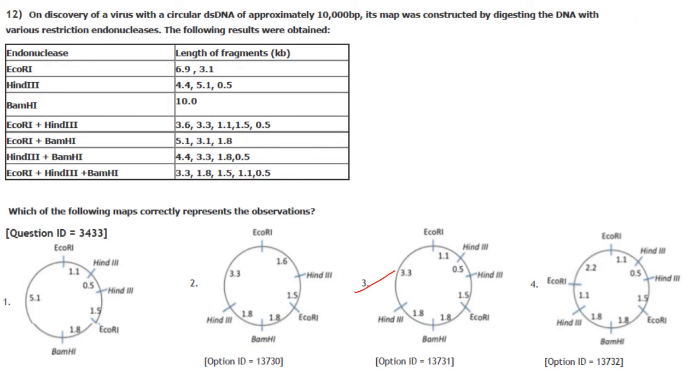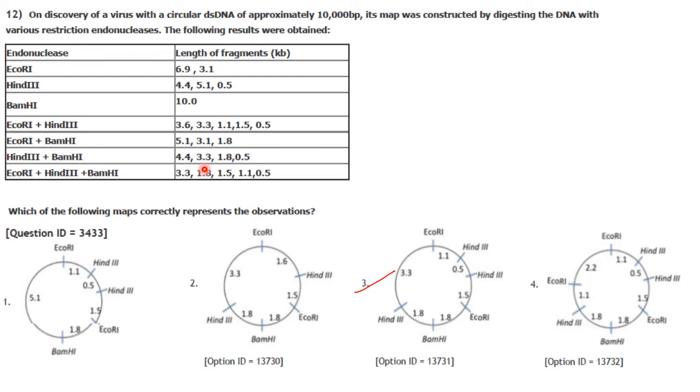Then next one. On discovery of a virus with circular double-stranded DNA of approximately 10,000 base pairs, its map was constructed by digesting the DNA with various restriction endonucleases. The following results were obtained. EcoRI gave 2 bands, HindIII gave 3, BamHI gave 1, EcoRI plus HindIII gave 5, EcoRI plus BamHI gave 3, HindIII plus BamHI gave 4, and EcoRI plus HindIII plus BamHI gave 5. So we will see the triple digest first, EcoRI HindIII BamHI, this one.